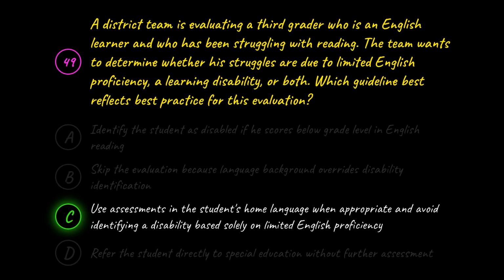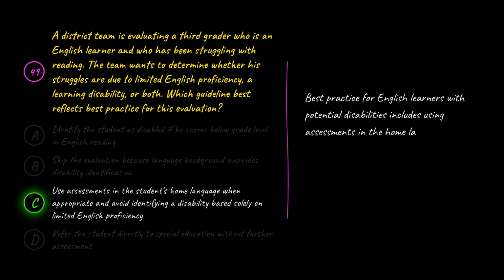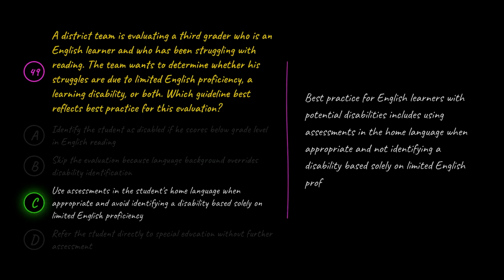The correct answer is C. Use assessments in the student's home language when appropriate and avoid identifying a disability based solely on limited English proficiency. C is correct because best practice for English learners with potential disabilities includes using assessments in the home language when appropriate and not identifying a disability based solely on limited English proficiency. The course material is explicit about both requirements.